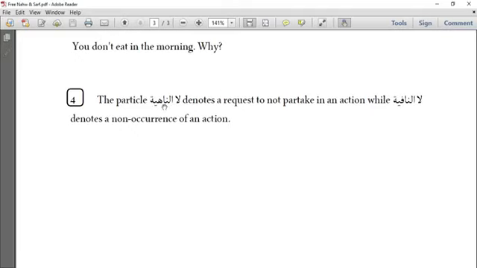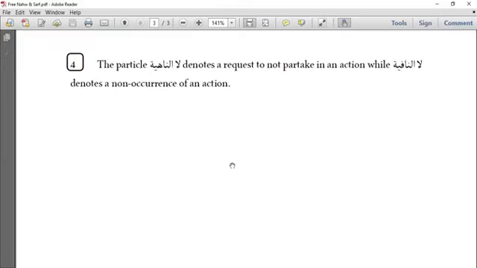So our last point to note is that the particle la nahia denotes a request to not do an action. Don't do this. I'm prohibiting you from doing this. La nafia only tells you that this action is in the negative sense. It is telling us that this statement is negative. From the examples that we gave, you would understand what is being said here. With this we come to an end of tonight's class.